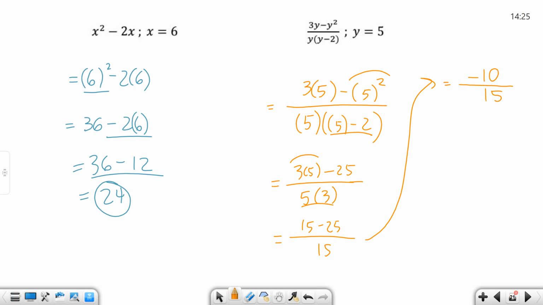Does anything happen to that? Yeah, 5 goes into both of them, right? How many times will 5 go into 10? Twice. 15, 3 times. So this is negative 2/3.